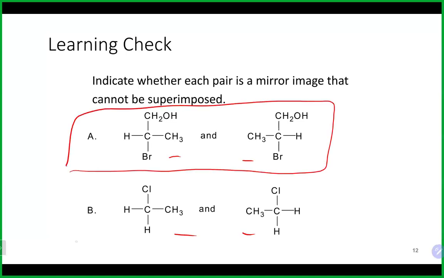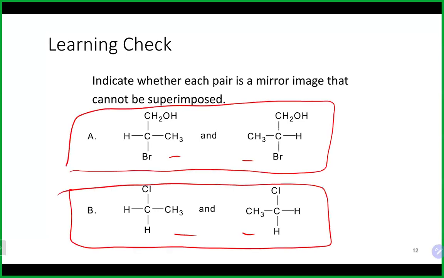You want to compare these two. So they're asking, can you superimpose this, which is the mirror image, on this one? Can they be superimposed on each other or not, basically? And the same thing here. That's the original structure, that's the mirror. Can they be superimposed on each other?